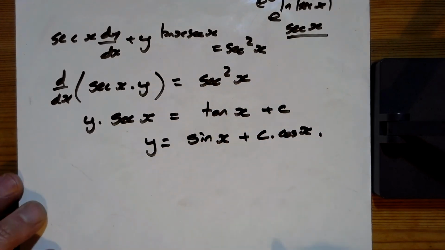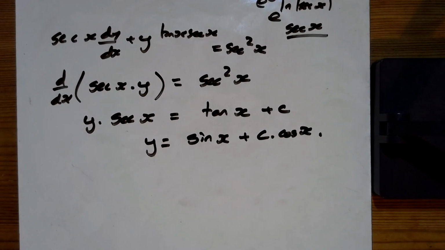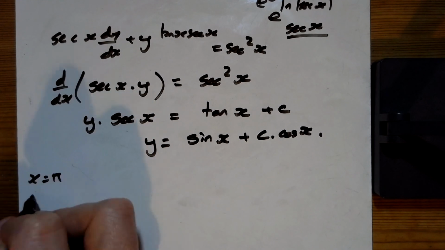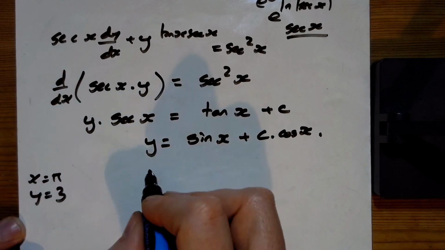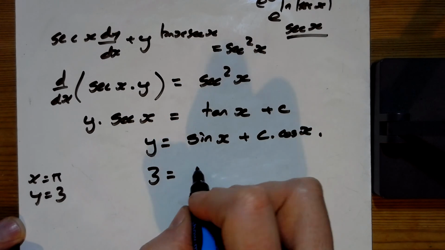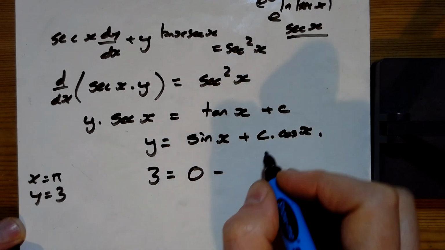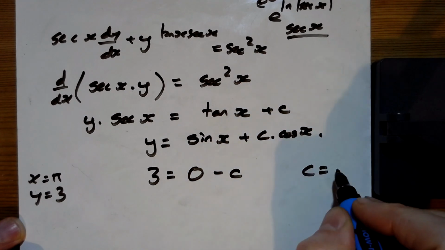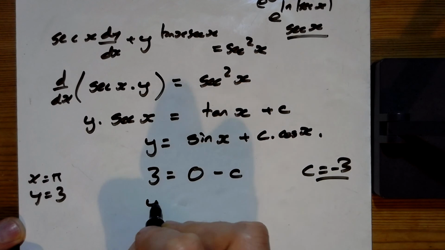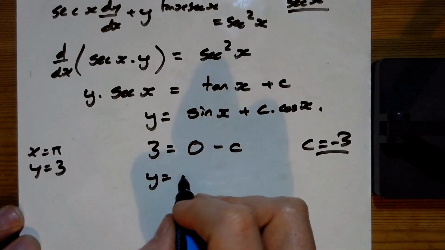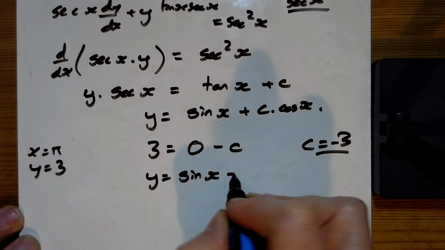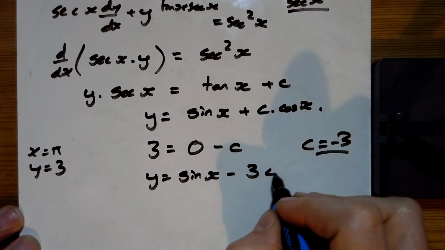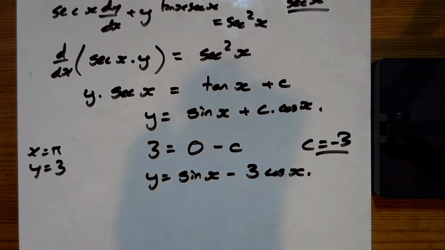We've got to put some numbers in, have we? We've got to put in pi and 3. So when x equals pi, y equals 3. Stick a 3 in there. Well, the sine of pi is 0, and the cos of pi is minus 1. And so I've got c equals minus 3 there. And so my particular solution is y equals sine x minus 3 cos x. Let me pause there and read the next bit.